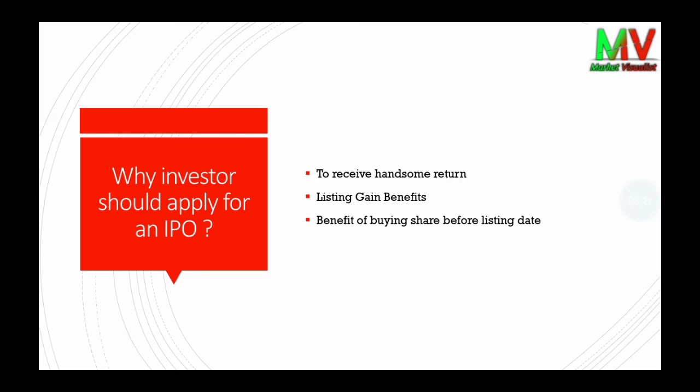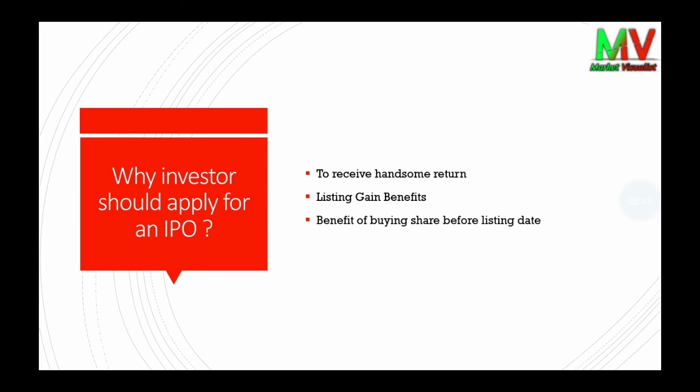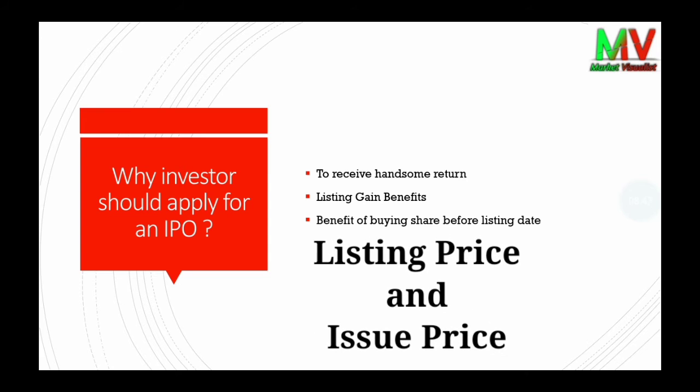It means the investor who applies for the IPO or receives the IPO gets the benefit of receiving it before the shares of the company get listed. When the company's shares get listed, there may be a premium or there may be a discount, but when an investor buys a share before listing, he gets the benefit of the difference between the listing and issue price.